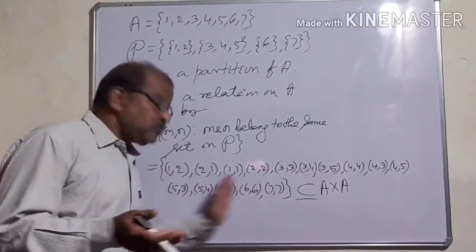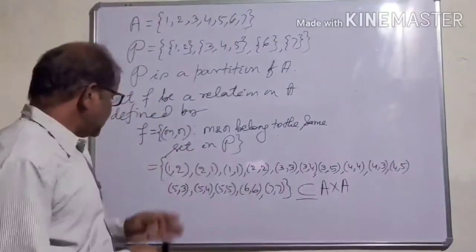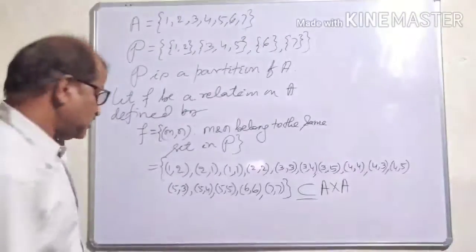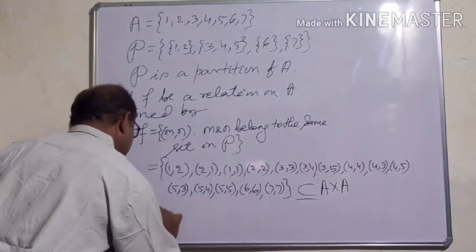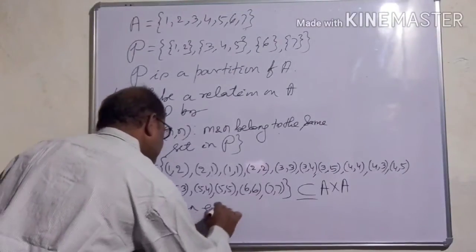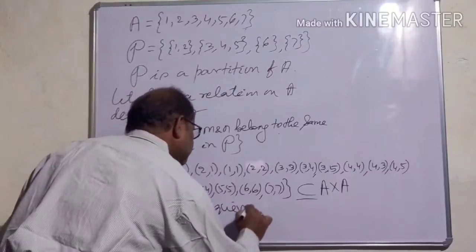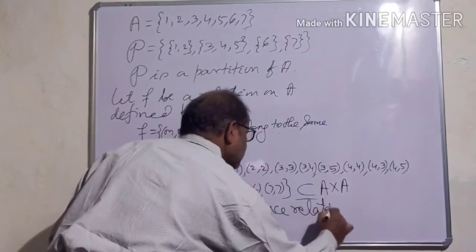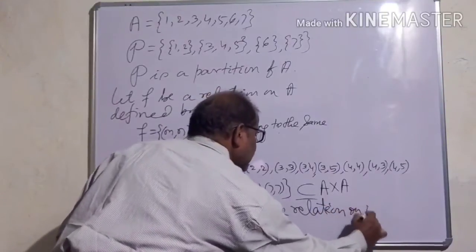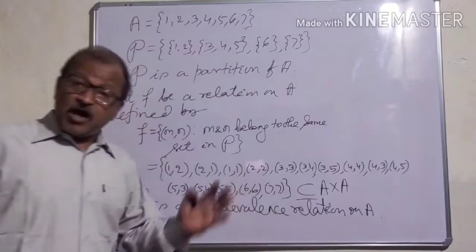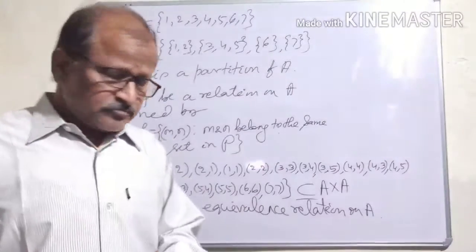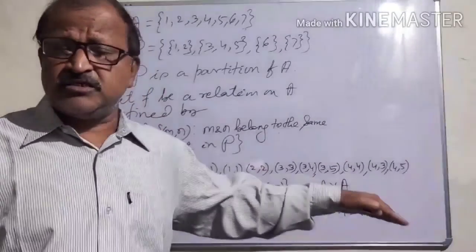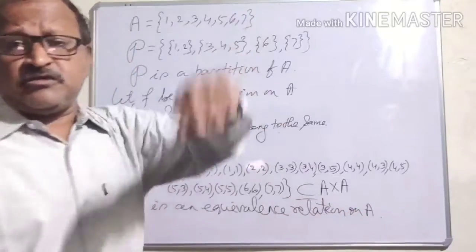So it is also transitive. Now F is an equivalence relation on the set. This is how we can induce an equivalence relation from a partition.